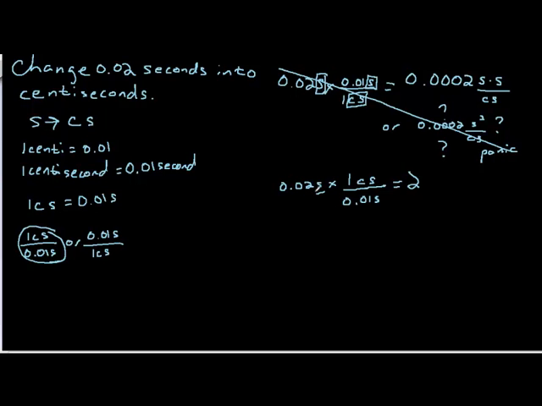But the number's not the difficult part. It's the units. The seconds on top cancel with the seconds on bottom, and all it's left with is the centiseconds on top. Those two don't work. This one does, since it's not canceled out. That's the one we have to use.